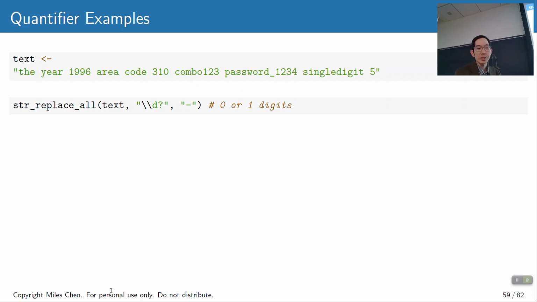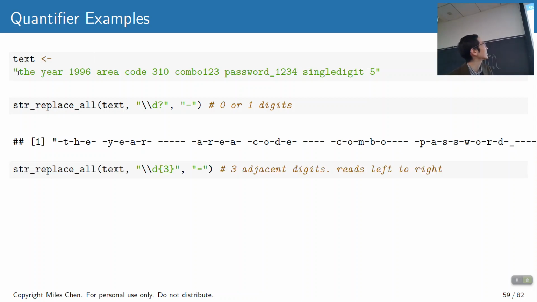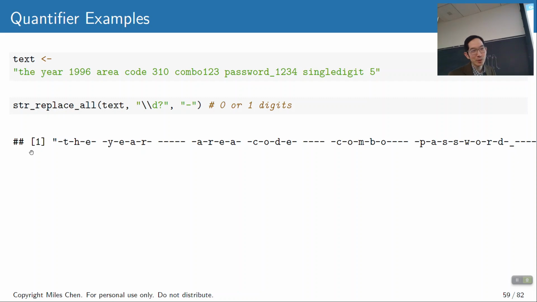Okay, the question mark says 0 or 1, with a preference for 1 if it can match 1. So this says replace 0 or 1 digits with a dash. Now we're going to get something a little bit wild here. There are 0 digits before the T, so we replace it with a dash. There are 0 digits between the T and the H, that gets replaced with a dash.